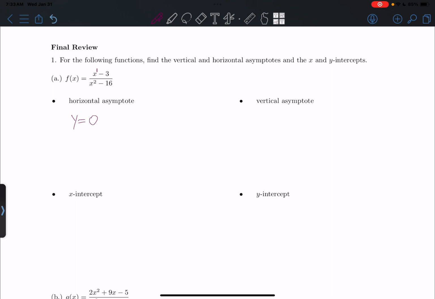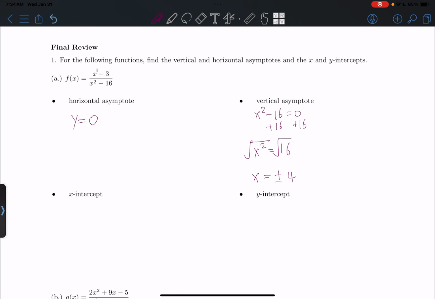For vertical asymptote, you just simply set the denominator equal to 0. Set that equal to 0. This is very easy to solve. You can do it two different ways. You can simply just plus 16 on both sides. You get x squared equals 16, and you just take the square root of both sides, but don't forget to put plus or minus.